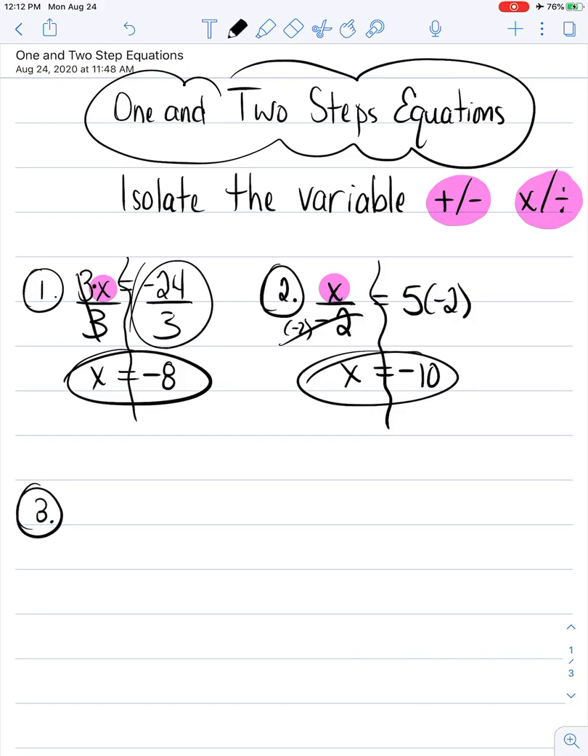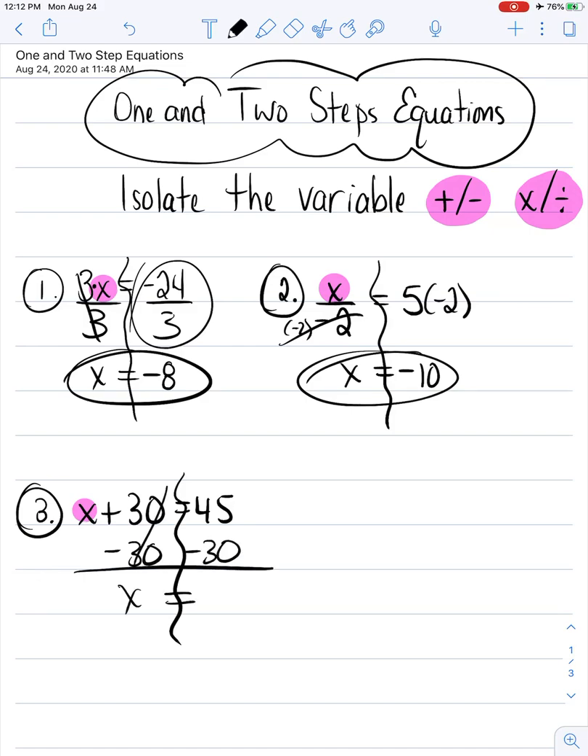Number 3, I have x plus 30 equals 45. Split your equation at the equal sign. Find your variable because the goal is to get that letter by itself. So the only thing I see with that is a plus 30. So the opposite is minus 30. So x equals, and 45 minus 30 is 15. So our solution is 15.